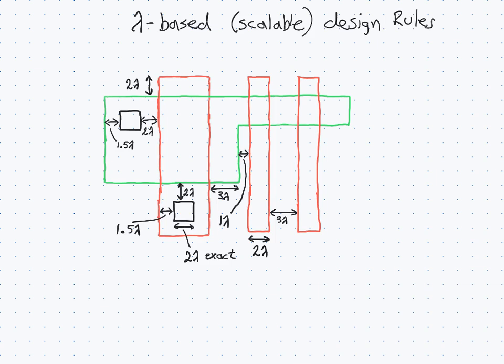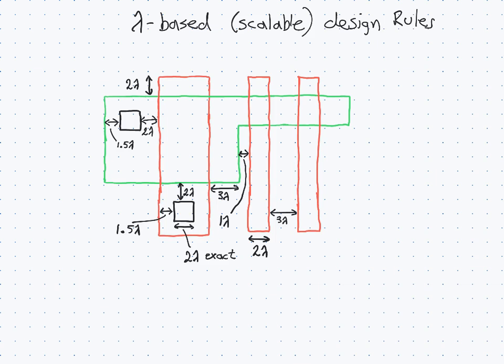Now there are also rules relating to the N plus and P plus active regions, the N wells. There are rules related to the metals and the vias, but you can look at that elsewhere. The principle is the same.